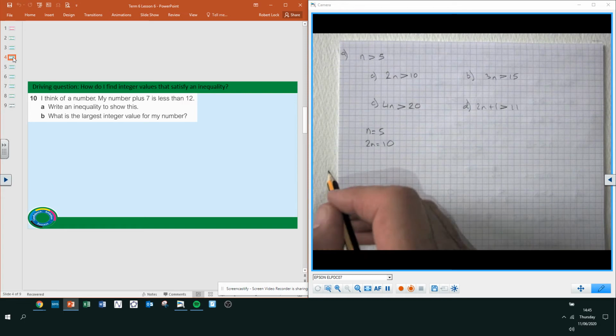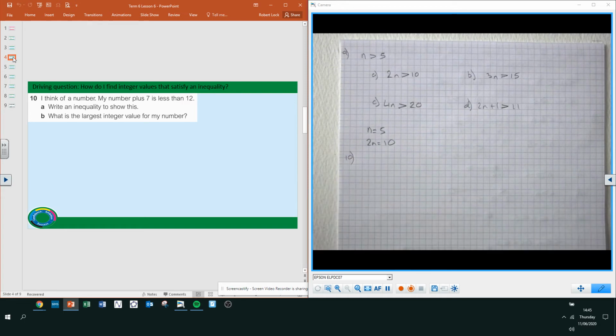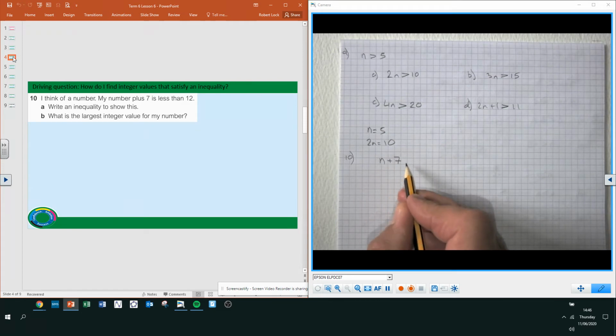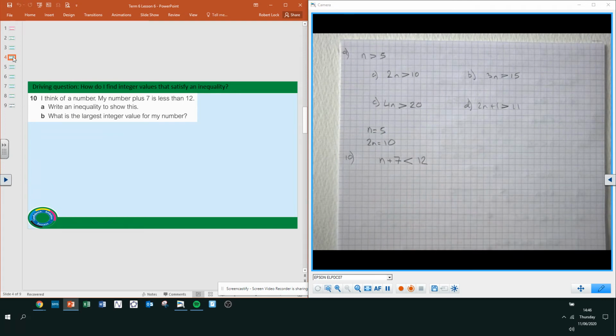Question 10. I think of a number. My number plus 7 is less than 12. Write an inequality to show this. So, taking from the statement there, I think of a number, n. n plus 7 is less than 12. And there's the inequality. How do we solve it?